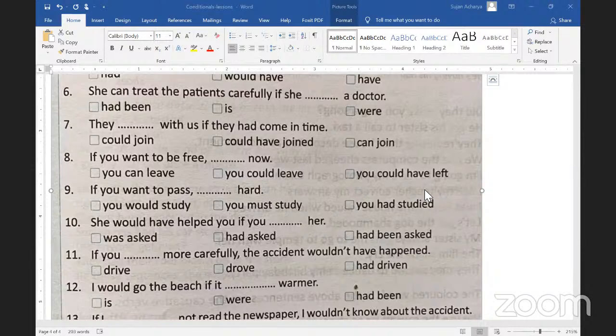Next. Number 11, if you traveled more carefully, the accident would not have happened. Would not have plus V3 means had plus simple past. If you had driven more carefully. Welcome, Sisir.